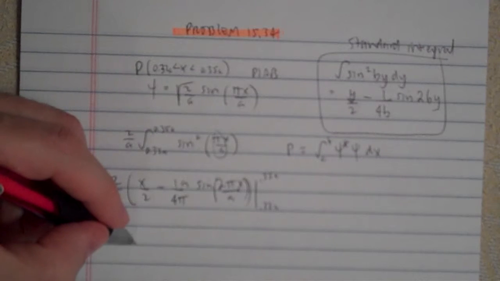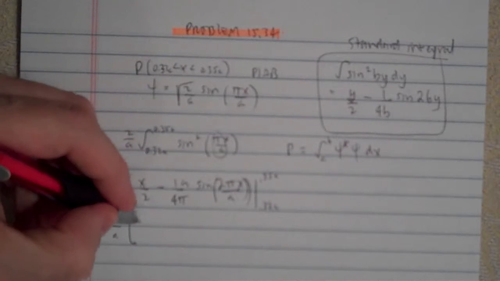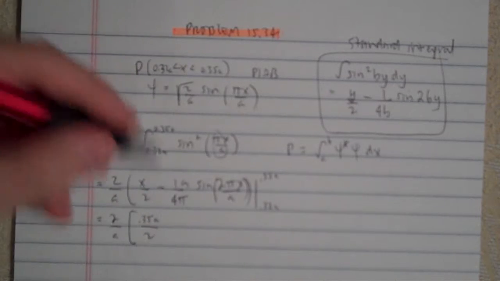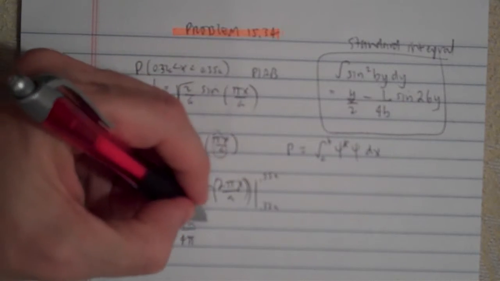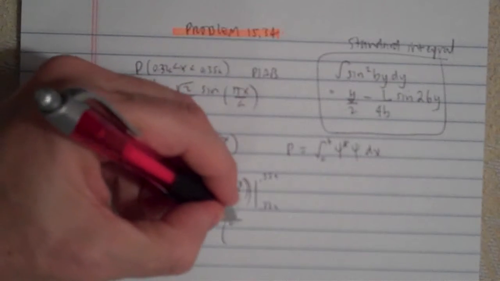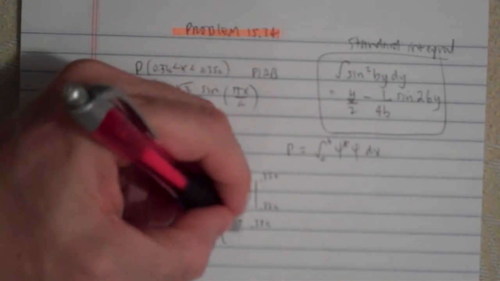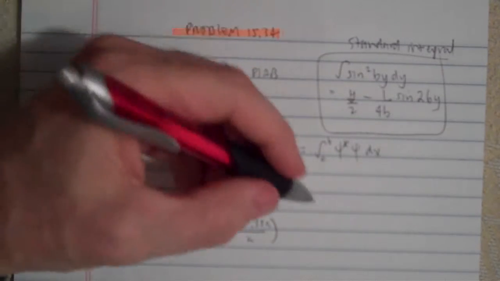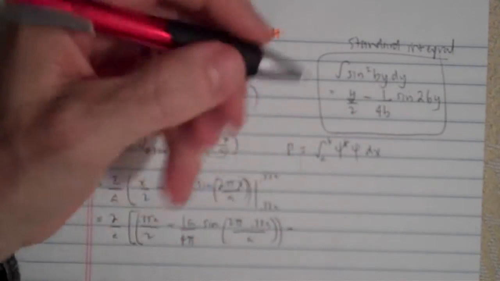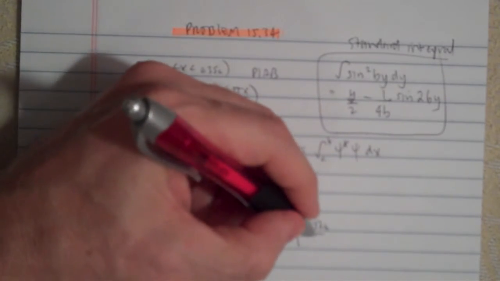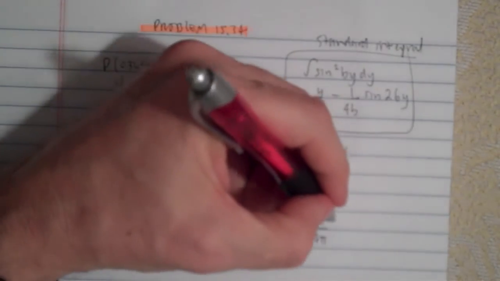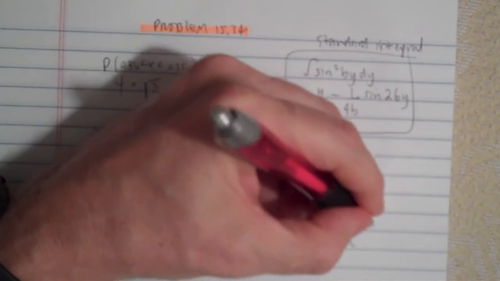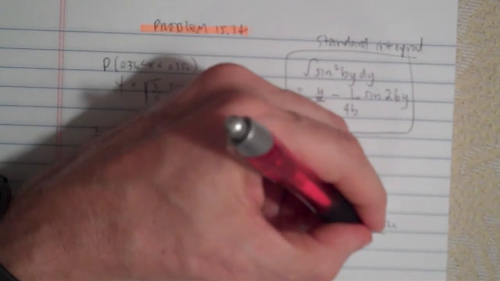2 over a. X is 0.35a over 2 minus a over 4 pi sine of 2 pi times 0.35a over a, right, minus 0.32a over 2 minus a over 4 pi sine of 2 pi times 0.32a over a.